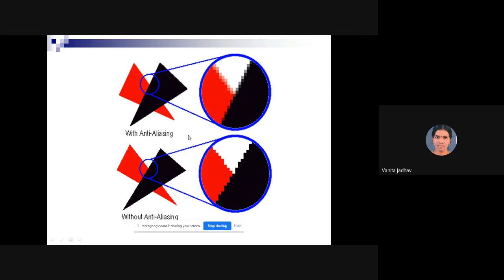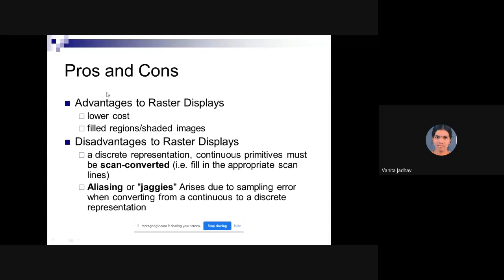Some sampling methods we are using. Like that, different methods are there which we are going to discuss in the 5th chapter. For a while, just keep in mind the major disadvantage of raster. The major disadvantage is nothing but aliasing. Got it? Okay.